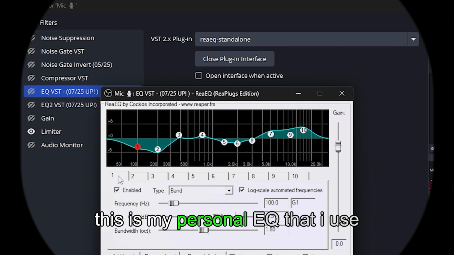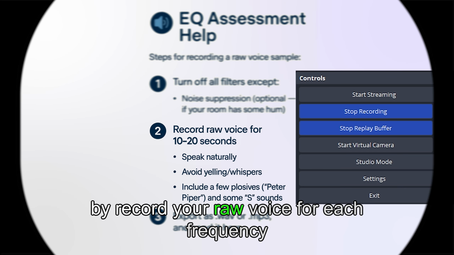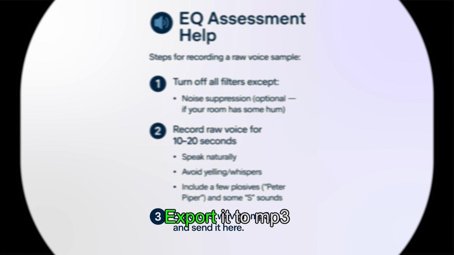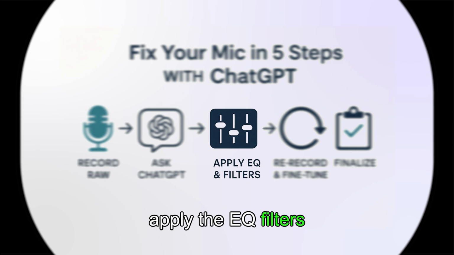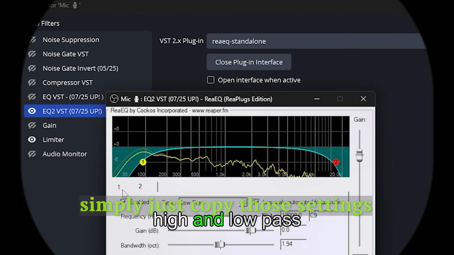This is my personal EQ that I use. You can get your personal EQ by recording your raw voice for each frequency, exporting it to MP3 and sending it to ChatGPT. Apply the EQ filters, repeat the process one more time. Use additional EQ for high and low pass.